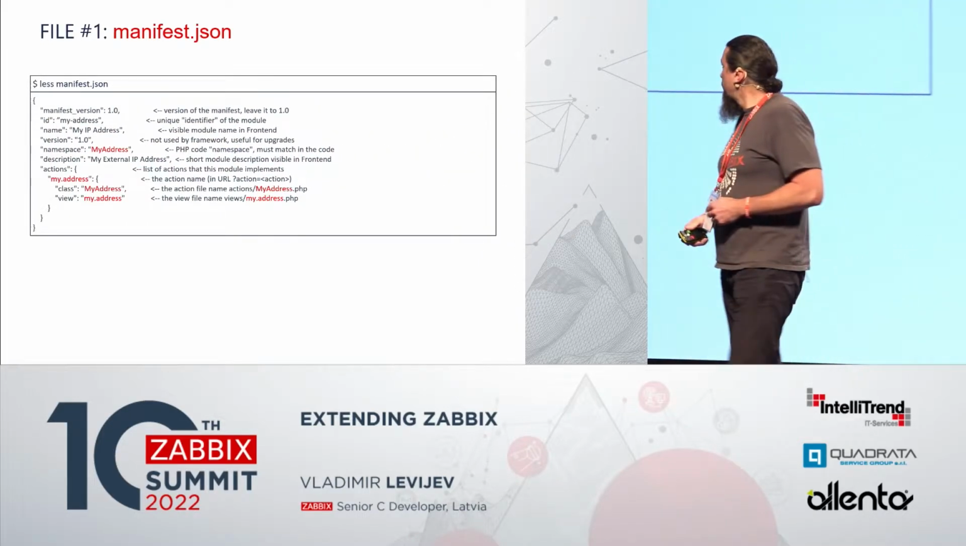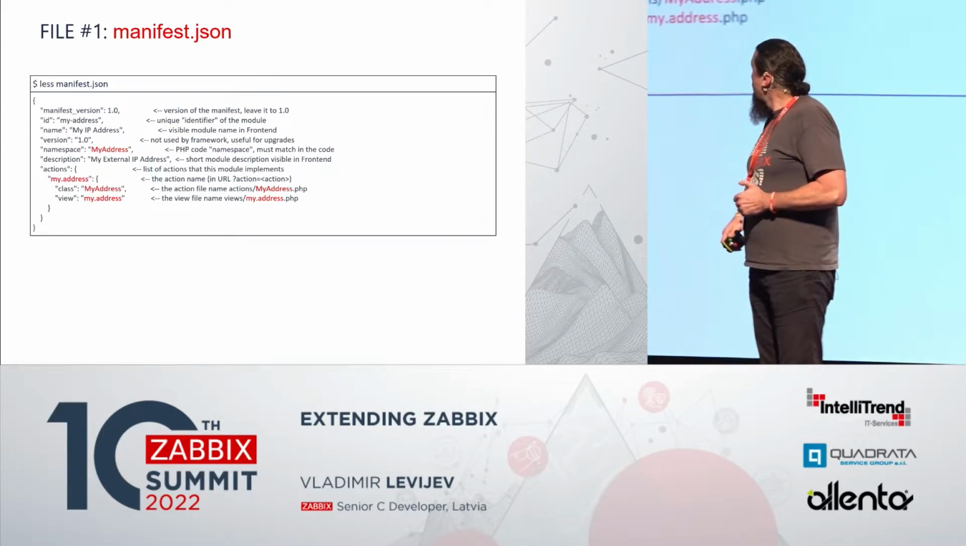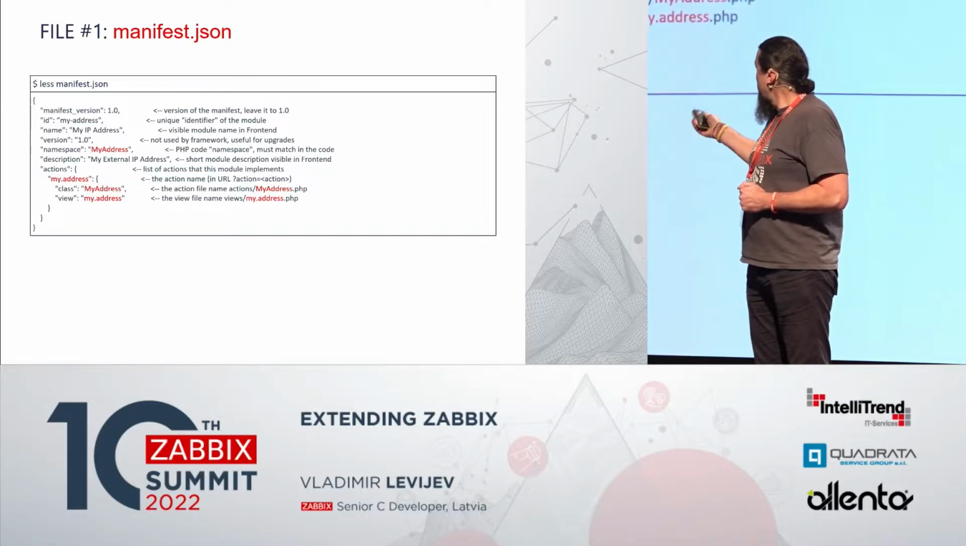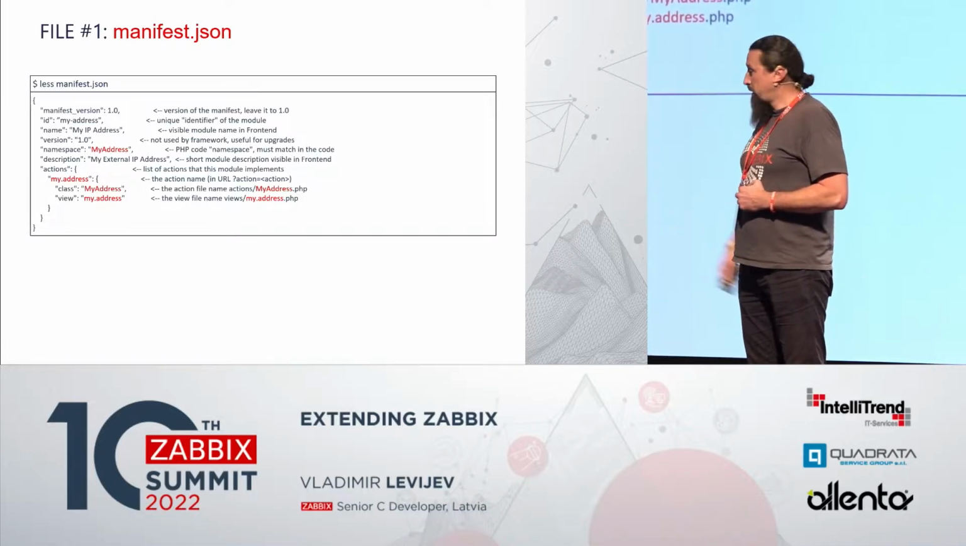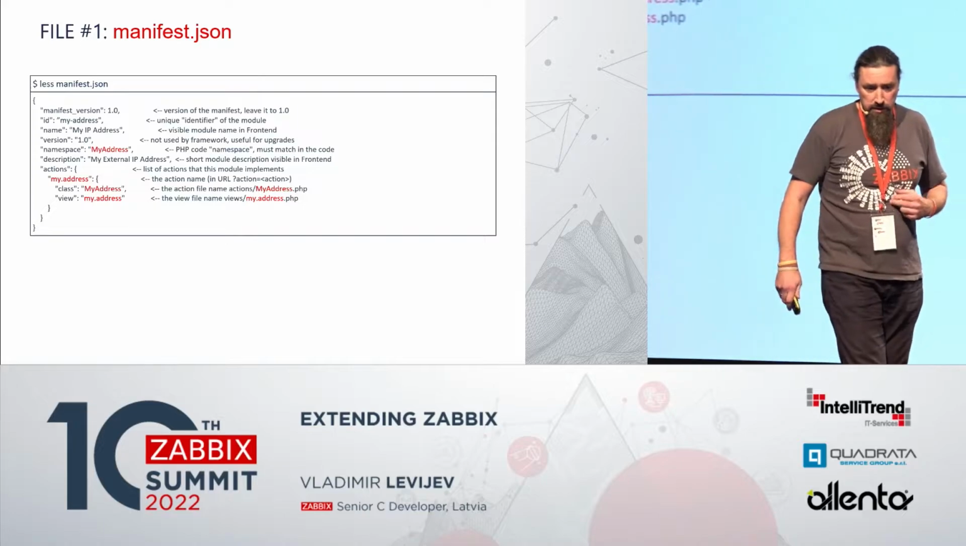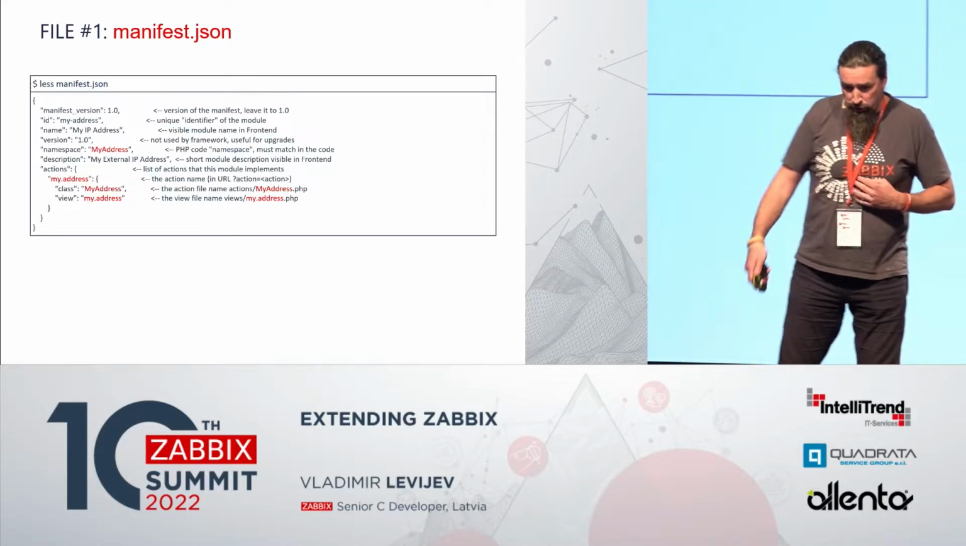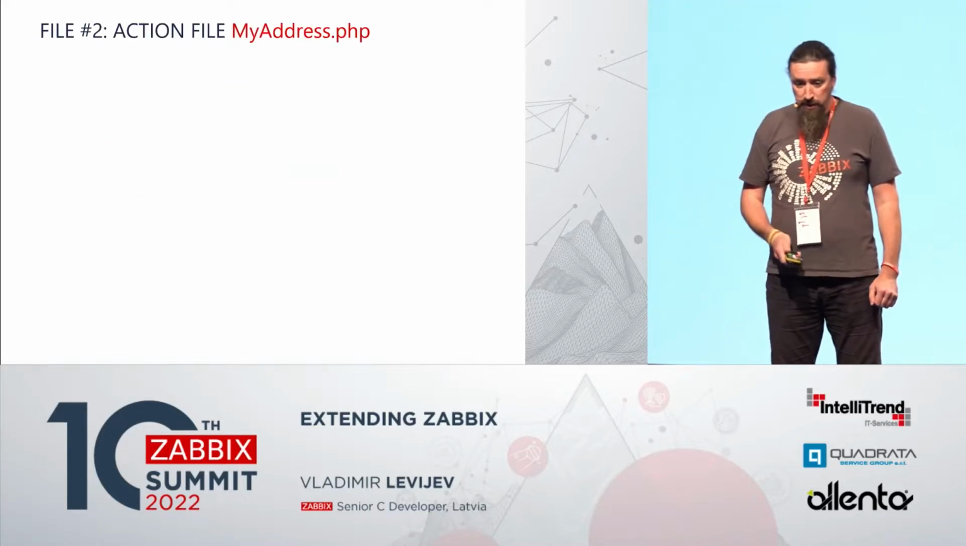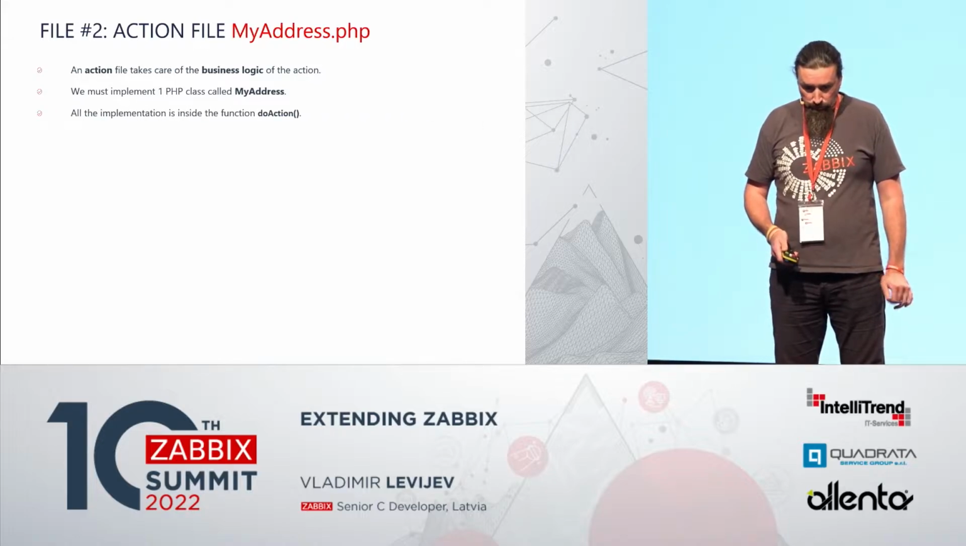Here is how it looks. The main things are highlighted in red. That's the namespace that will be used in the code, and you see the action name and the files that take care of this action.